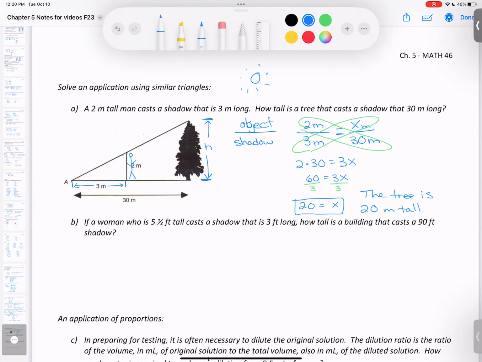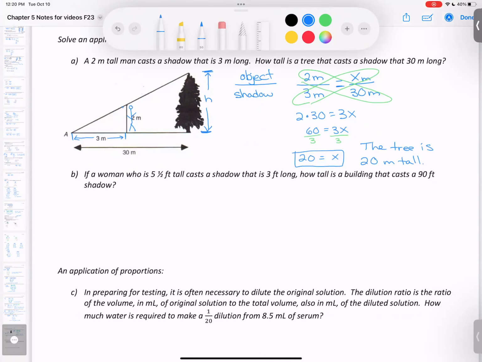Okay, this next one is much the same. So you're going to be looking once again at a proportion of object over shadow. This time you have a mixed number, so make sure you convert that to an improper fraction first, and then see if you can solve for the unknown. So pause this video and give this one a go.